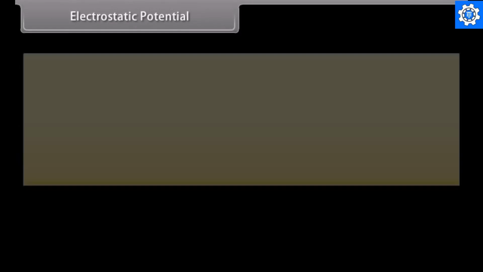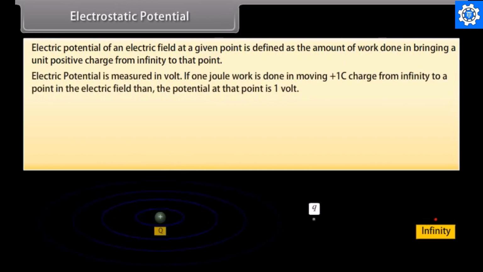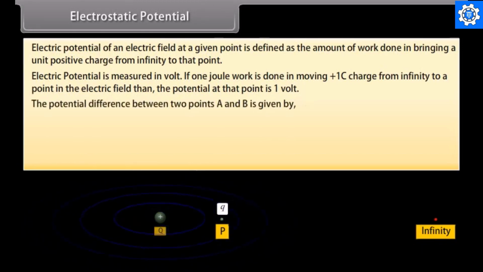Electrostatic potential. Electric potential of an electric field at a given point is defined as the amount of work done in bringing a unit positive charge from infinity to that point. Electric potential is measured in volt. If 1 joule of work is done in moving plus 1 coulomb charge from infinity to a point in an electric field, then the potential at that point is 1 volt. The potential difference between 2 points A and B is given by VAB equals WBA upon Q naught.